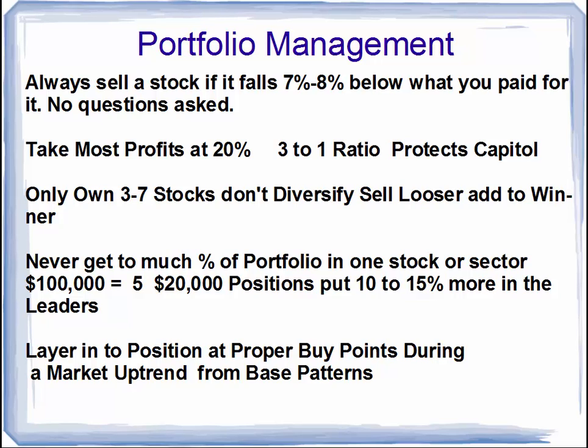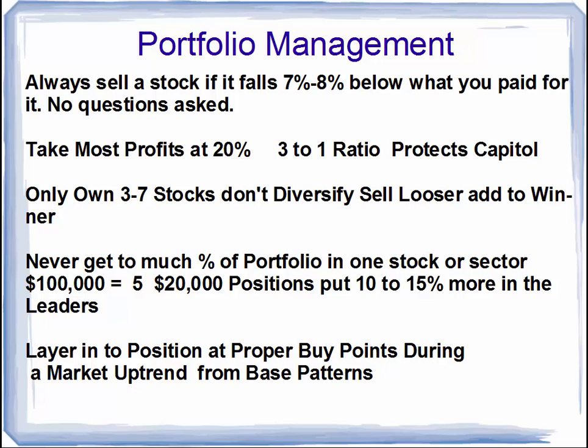Only own 3 to 7 stocks. Don't over diversify. Sell losers, add to the winners. Never get too much percent of a portfolio in any one stock or sector. You have to be careful of that. Related stocks in the same sector, if you had 3 of them and that sector takes a dive, could cause some problems for you. So for example, if you have $100,000, you'd have maybe 5 positions, 20,000 in each position, and you can put 10 to 15% more in the true leaders.